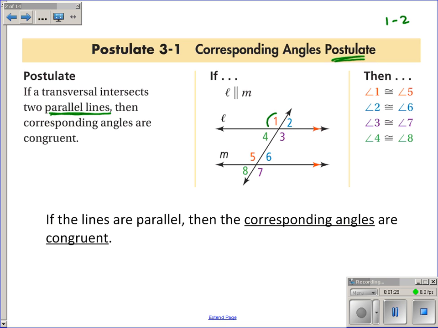For example, 1 and 5 would be congruent, and they look to be congruent. 2 and 6, for example, all the pairs of corresponding angles are congruent if the lines are parallel. Now in simpler terms, if the lines are parallel, then the corresponding angles are congruent.